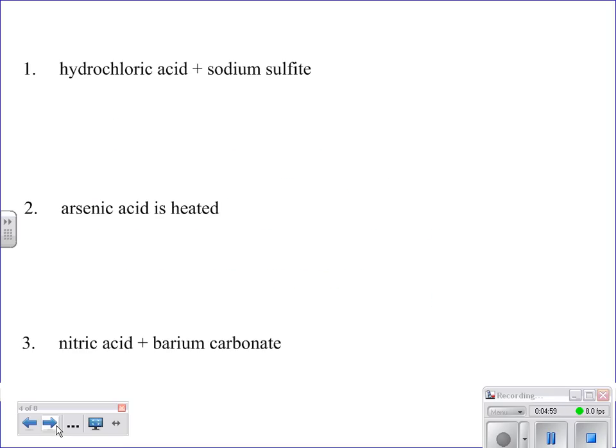Okay, here are our examples. First one, we have hydrochloric acid plus sodium sulfate, or sulfite, I'm sorry. So sodium we know is +1, sulfite is SO3 with a -2. What type of reaction is this?